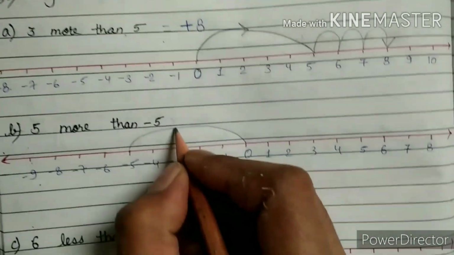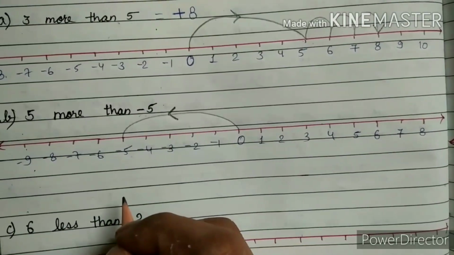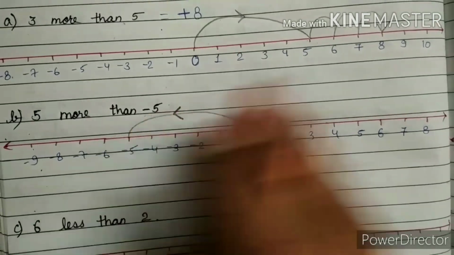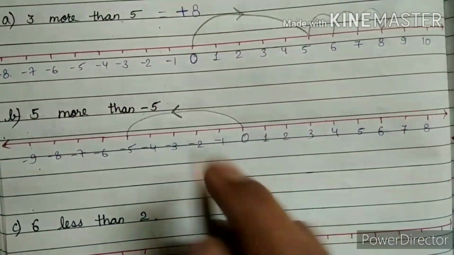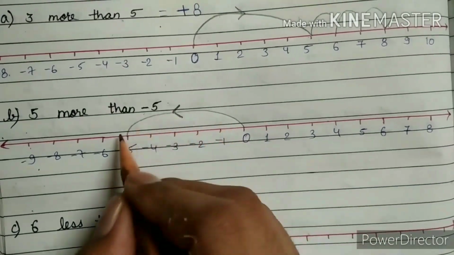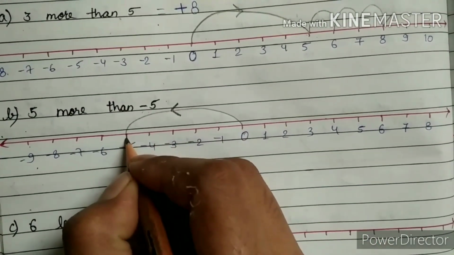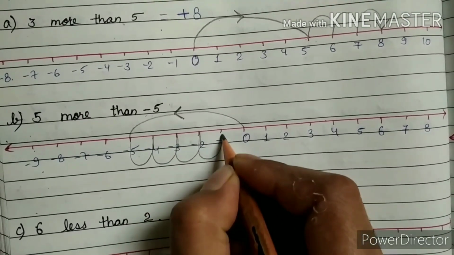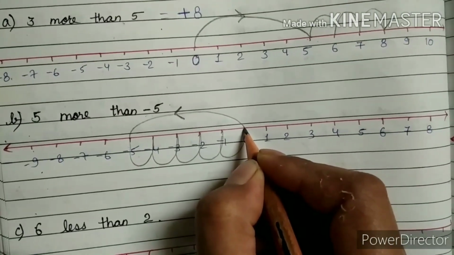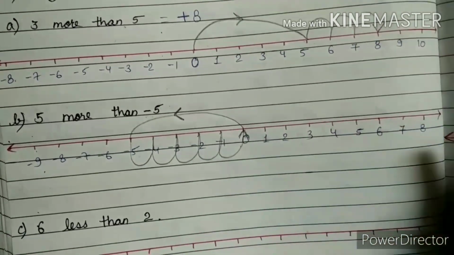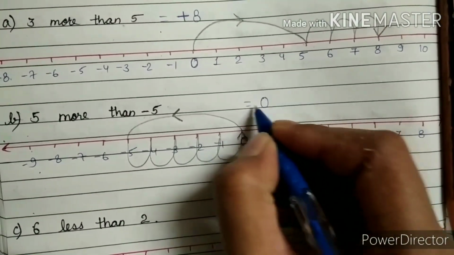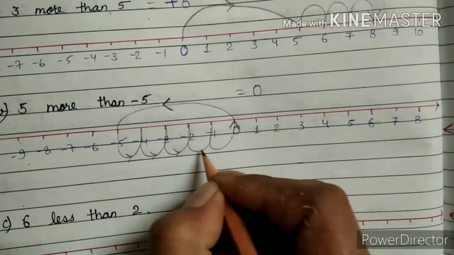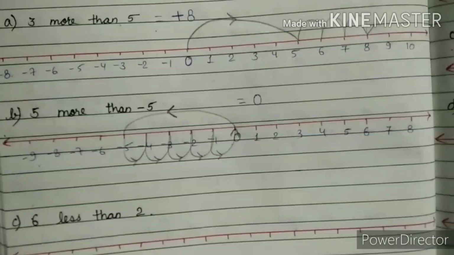Now we know we are standing on negative 5. The question says 5 more than negative 5. It means we have to go on the right hand side. This is the first step, this is the second step, this is the third step, this is the fourth step, and this is the fifth step. In the fifth step we reach which number? We reach 0. So its answer is 0. You can put the arrows on the right hand side because we are going to the right.